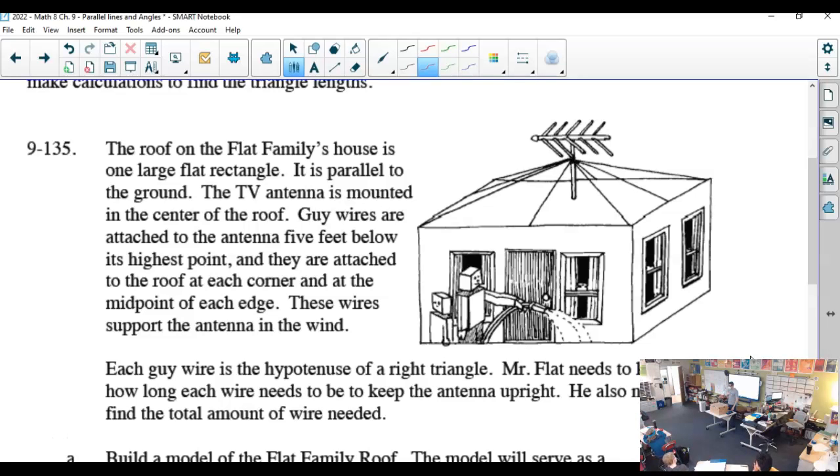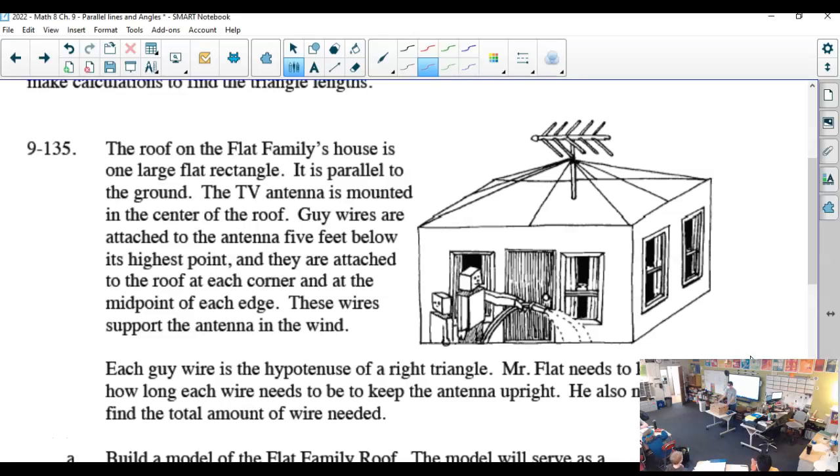So don't judge my arts and crafts. I put my heart into this. To keep this from blowing over in any direction, you have to have guy wires. They're called guy, not guide. I for the longest time thought it was guide wires. They're called guy wires. I don't know why.